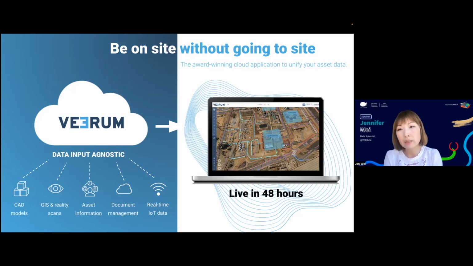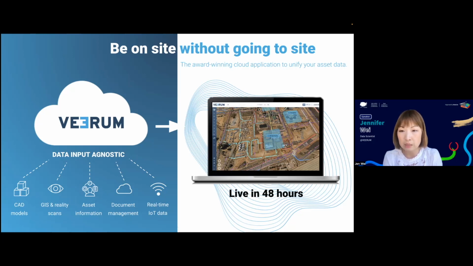So what kind of data do we unify for our clients? Our data are heavily visual. For instance, we have CAD models, computer aided design, GIS and reality scans, all the asset information and documentation, as well as real-time Internet of Things data. And so we aggregate all those data and then we present them in a highly visual way.